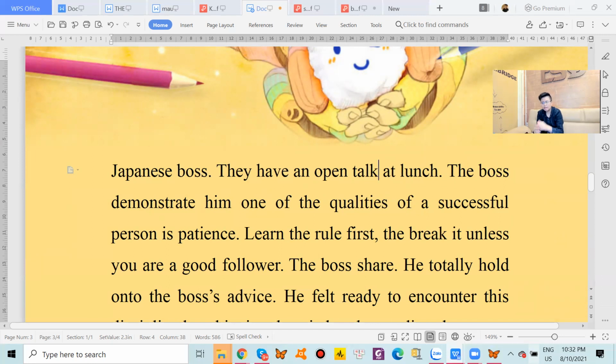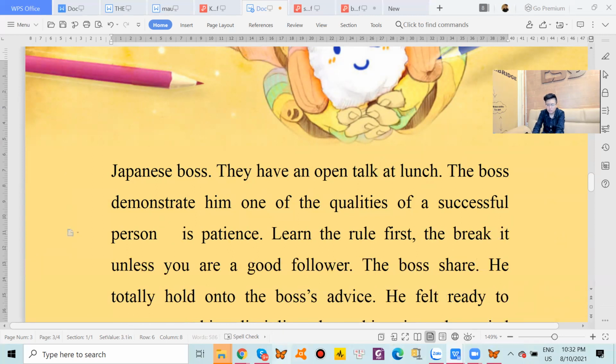The boss demonstrates something to somebody. I demonstrate something to somebody. So the boss demonstrates him one of the qualities of a successful person is patient. Oh no, the boss demonstrates to him one of the qualities of a successful person, which is patience.